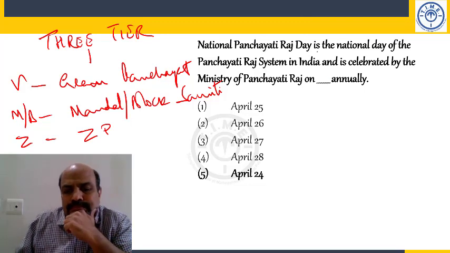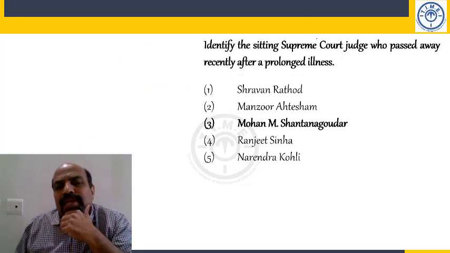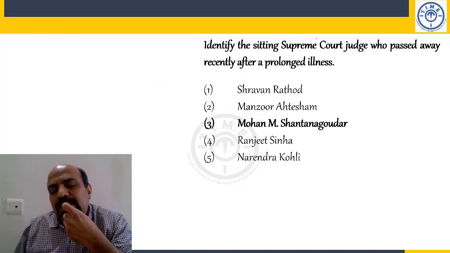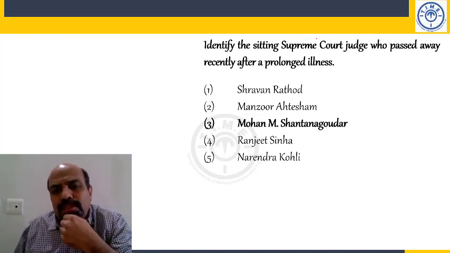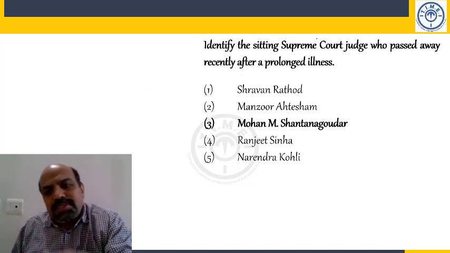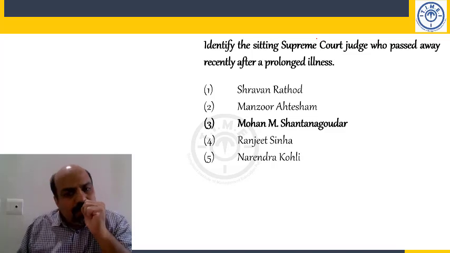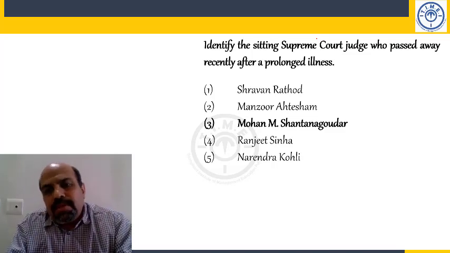Identify the Supreme Court judge who passed away recently after prolonged illness. Mohan Shantanagoudar. We are not going to discuss this question. He passed away recently.